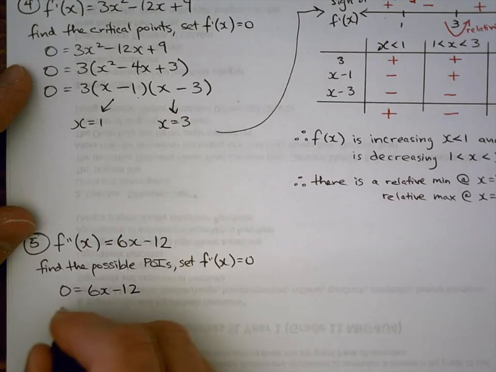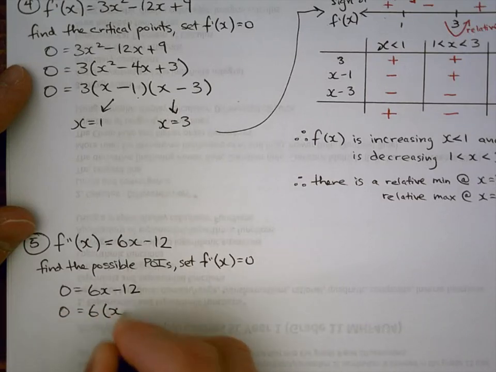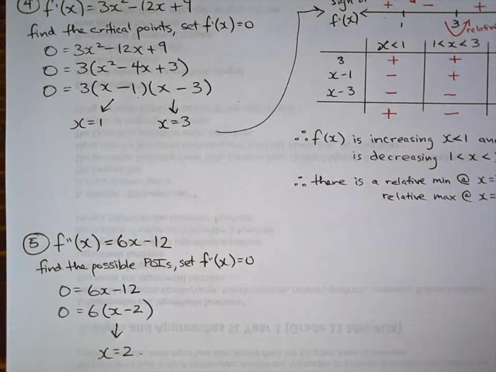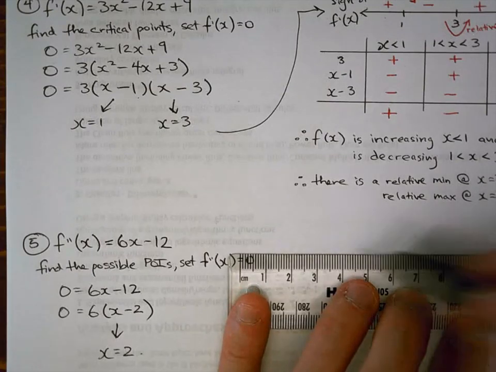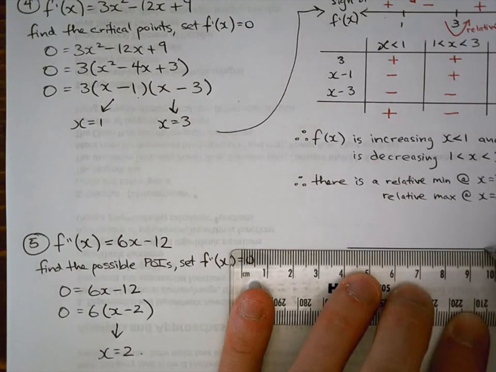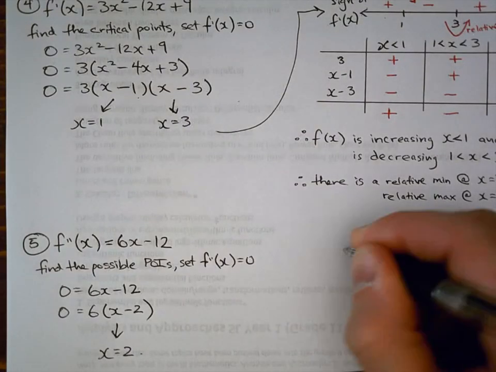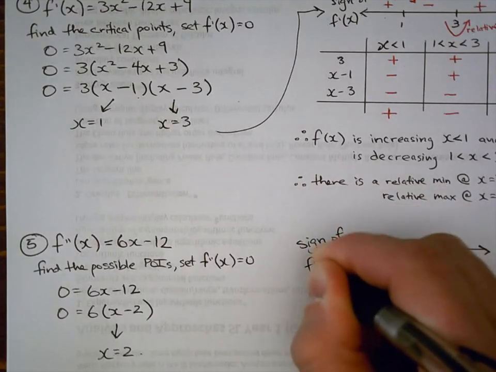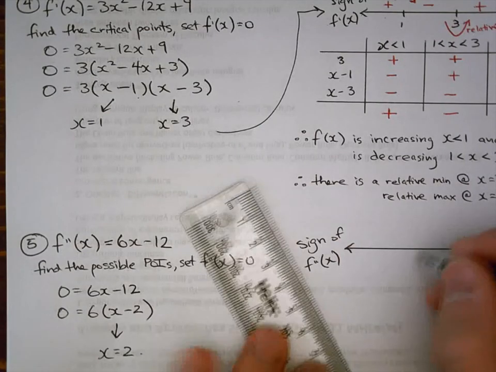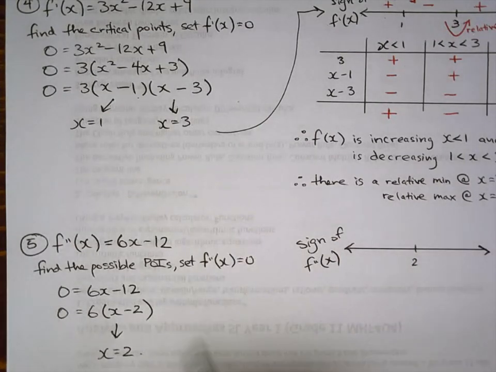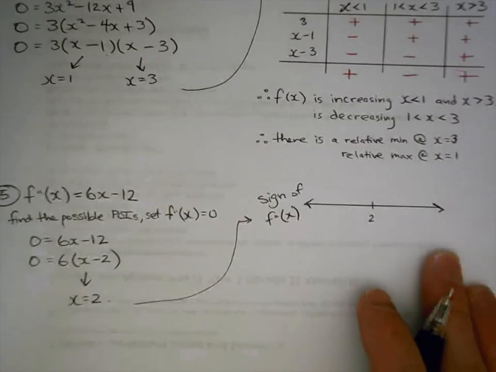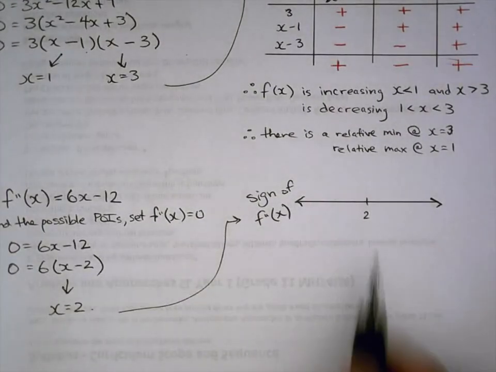This you could factor, and that's a great way to solve a question like this. So you know that x equals 2 is my possible POI. Now, just like before, I'm going to draw a sign diagram and look at what happens on either side of x equals 2. You can use a table for this if you want, but you might not need to. You could do it by inspection.